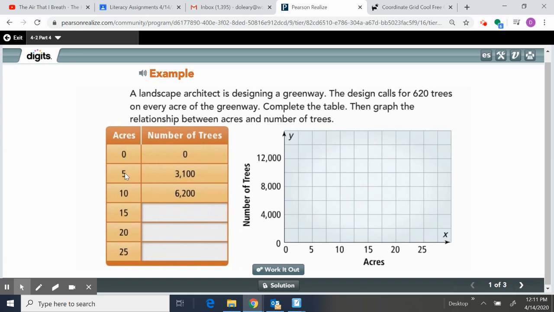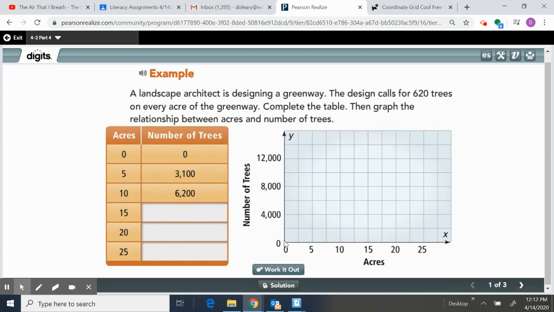So no acres, 5, 10, 15, 20, 25. So the number of acres, which lines up here with acres, 5, 10, 15, 20, 25. Now the number of trees, I go 0, I have a line. 4,000, I have a line. 8,000, I have a line. 12,000, I have a line. So the question is, what is it going up by here? Just like here, it's going up every time I jump. It's going up by 5, 10, 15.